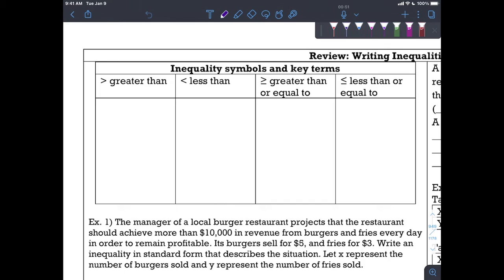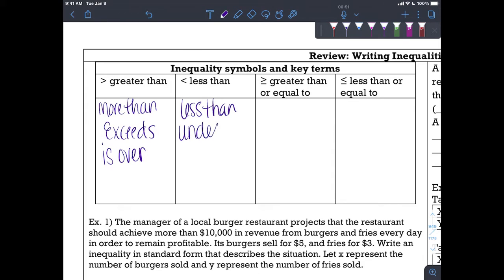All right. So, of course, anytime we're dealing with inequalities, there's going to be certain words that go along with each symbol. For greater than, an example of that would be something like more than, exceeds, or is over. However, for less than, we would use words like less than, obviously, under, or fewer than.